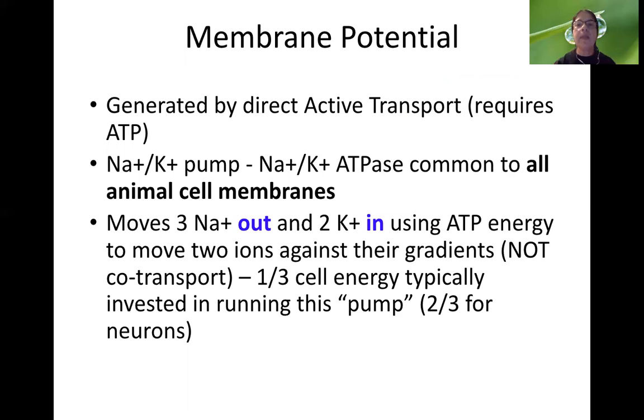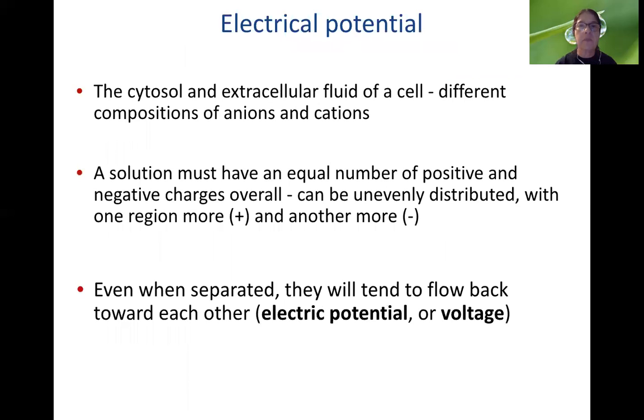Okay, so the membrane potential is generated by the sodium-potassium pump. And the membrane potential is important to all animal cells. So what does it mean to have a membrane potential though? So the cytoplasm, the cytosol, and the extracellular fluid have different compositions of both positively and negatively charged ions. And an uneven distribution of charges is what the membrane potential is.